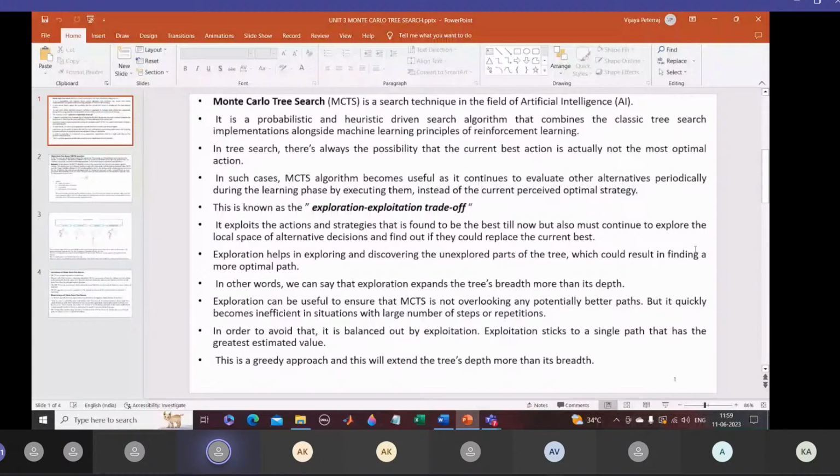But it also continues to explore. Even then, it will explore the local space of alternative decisions, and then decisions can be made that make your data more secure. The best one could replace the current one. Many examples are given here, which is meant for determining.